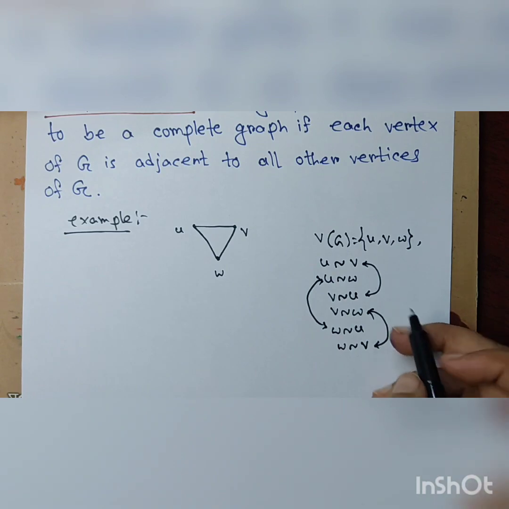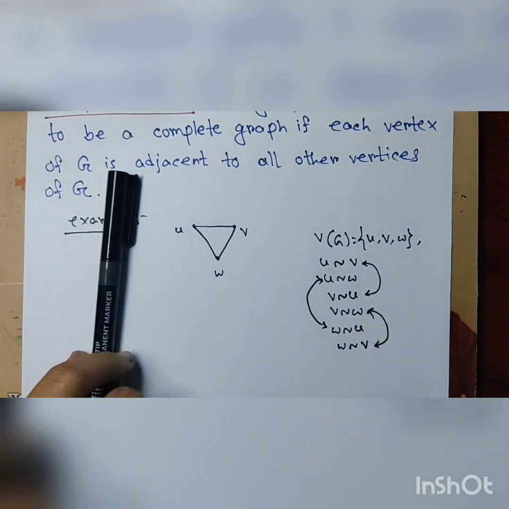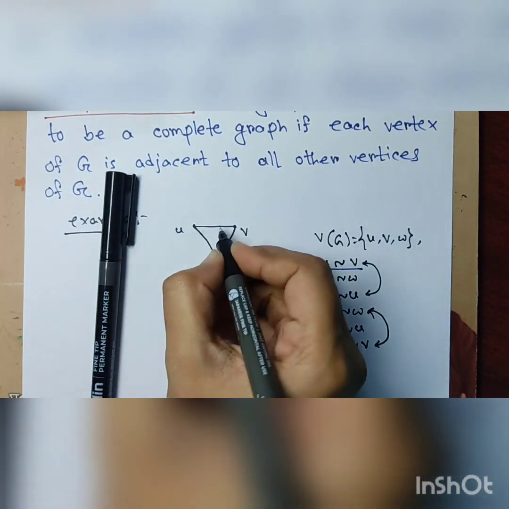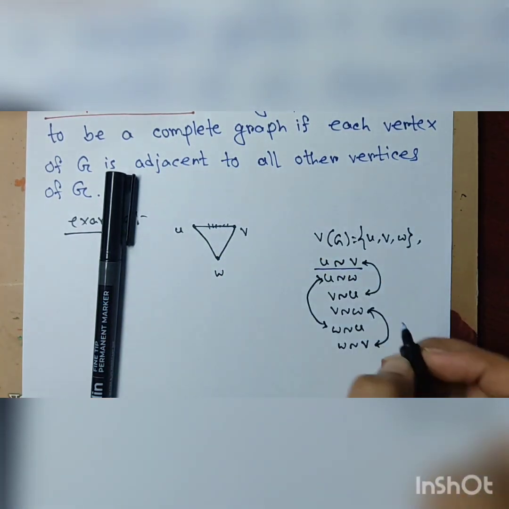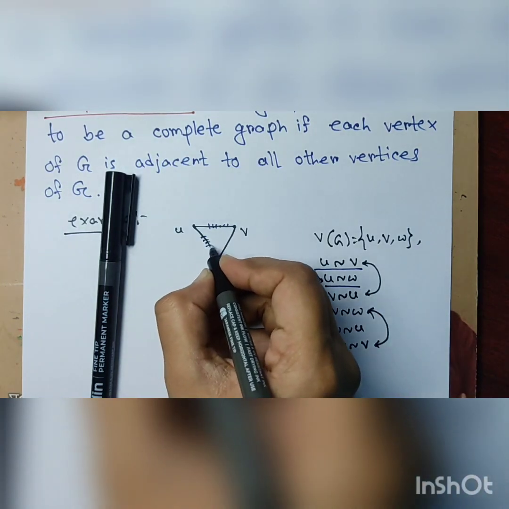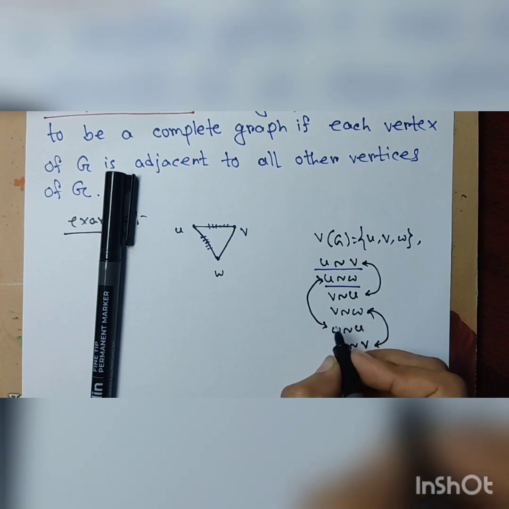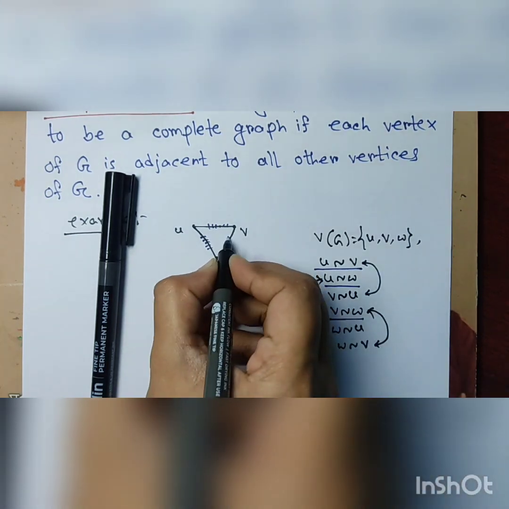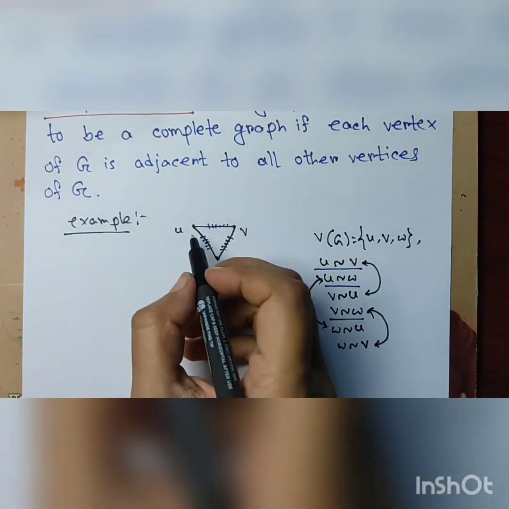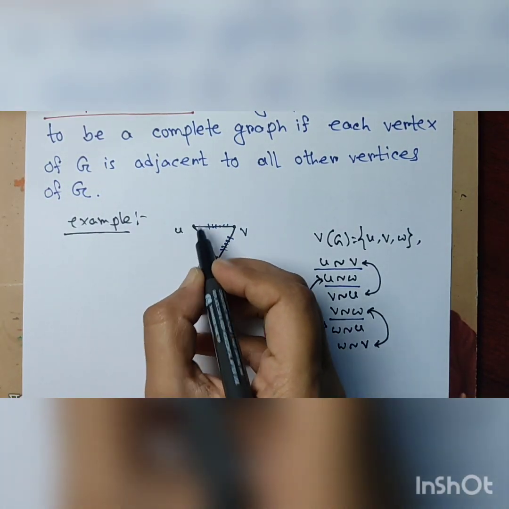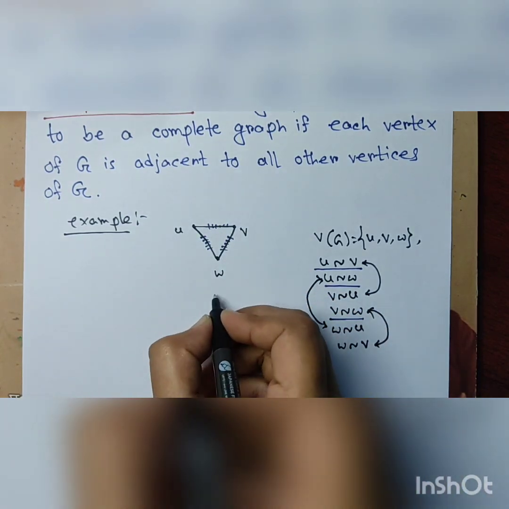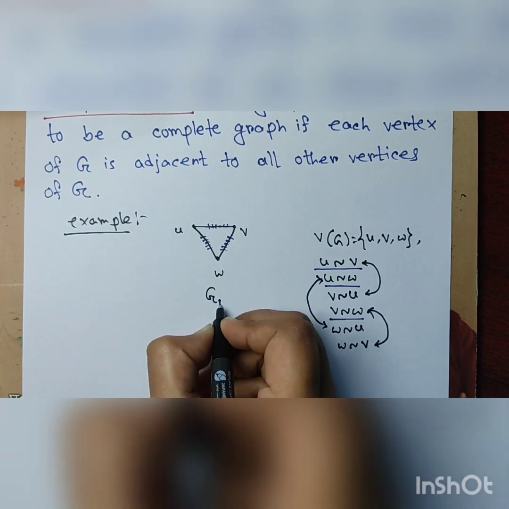So here the distinct edges are u to v, that is this edge, u to w, that is this edge, and another edge v to w, that is this one. So three edges. And we can see that each vertex of this graph is adjacent to all other vertices. So this is the graph G. Let us denote this G1.